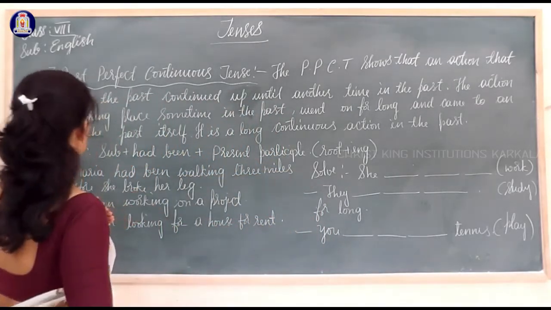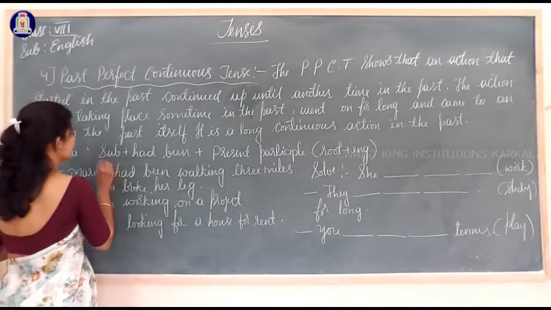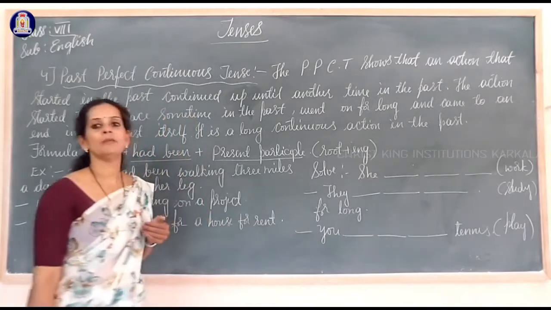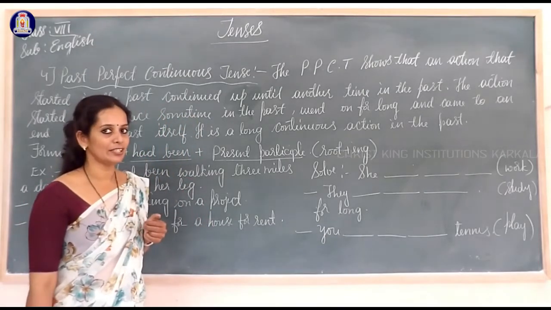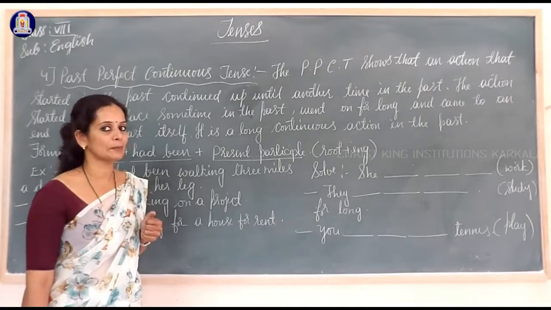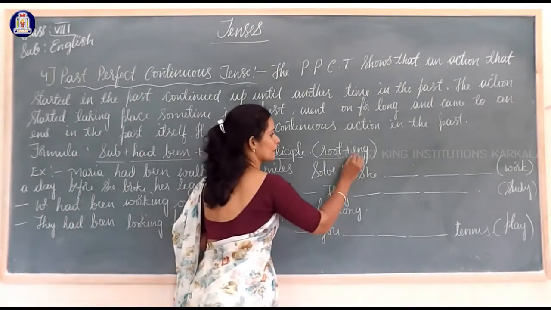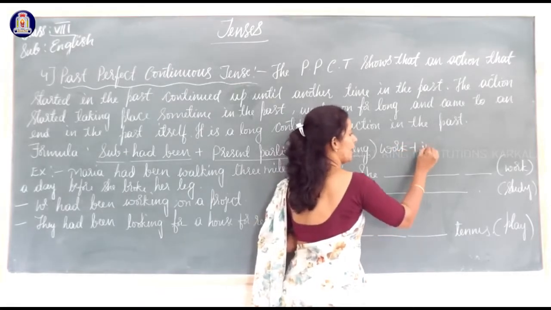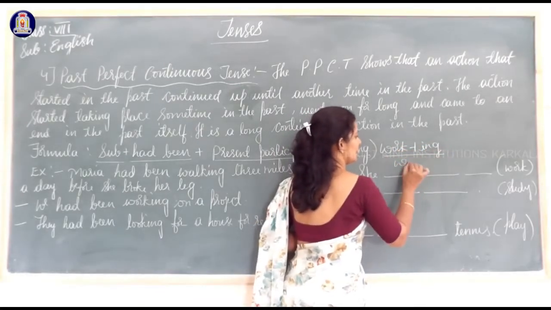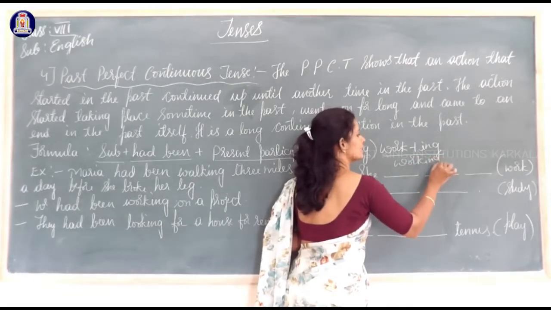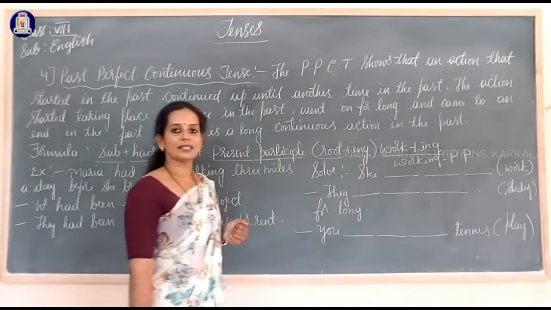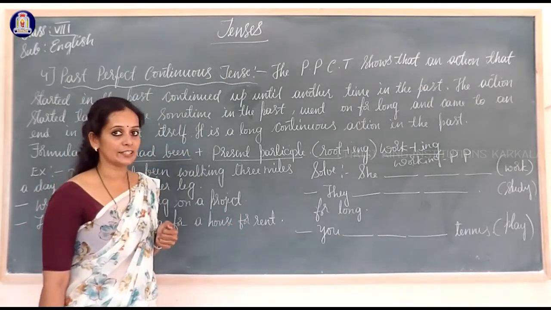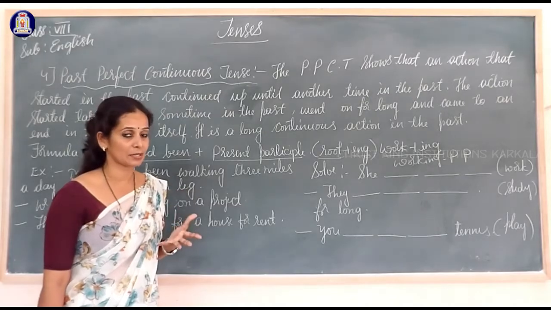Here the formula for past perfect continuous is subject had been plus the present participle form. Okay, past participle you learned right here. What is present participle? Present participle here is root verb plus ing. For example, work is a root verb. If you add ing to it, it will be working, and this is called the present participle of the verb. Is it clear? Past participle you have already learned, right? Give, gave, given. Given is the past participle.